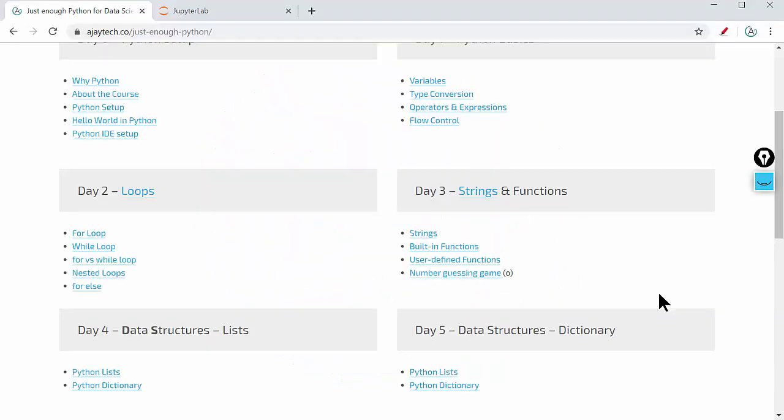In this section, we will talk about functions. We have just finished strings. Now we are moving on to functions. What are functions? We have already used functions. One of the most used functions so far in our course is the input function.